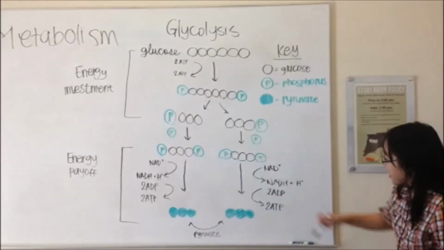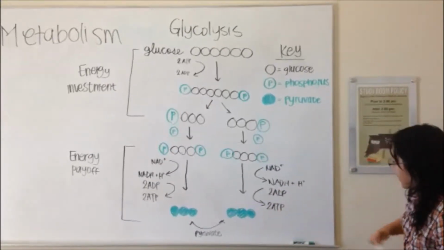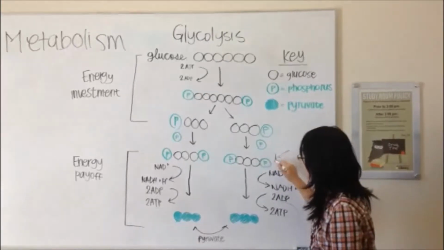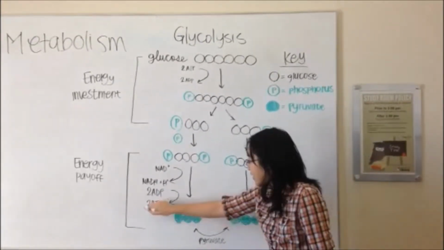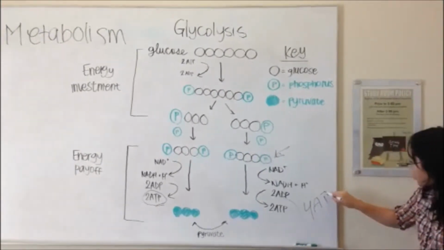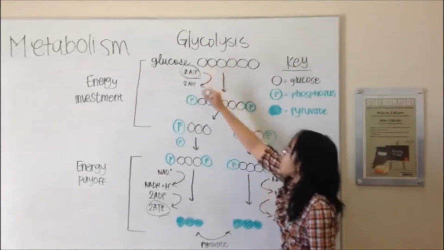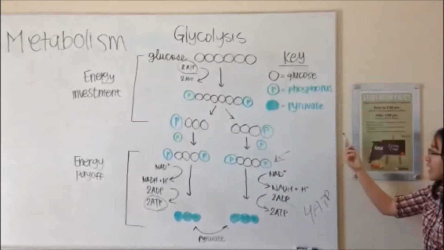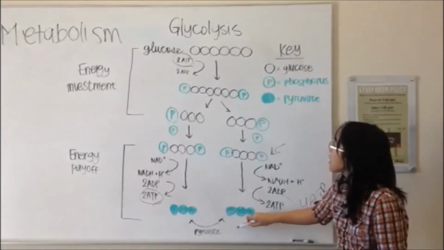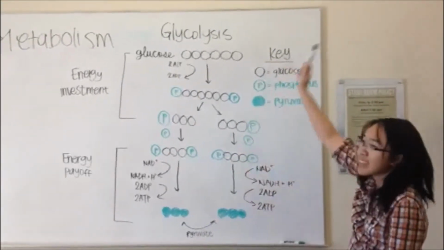And then in the end you have 2 molecules of pyruvate. And you have 2 ATP molecules for this molecule and 2 ATP molecules for this molecule. So you get 4 ATP molecules in total. And you lost 2 ATP molecules from here, which means that you have a net of 2 ATP molecules, a net of 2 pyruvate molecules. So this is the process of glycolysis illustrated in one handy diagram.